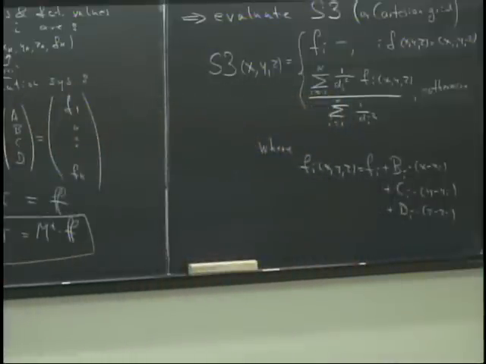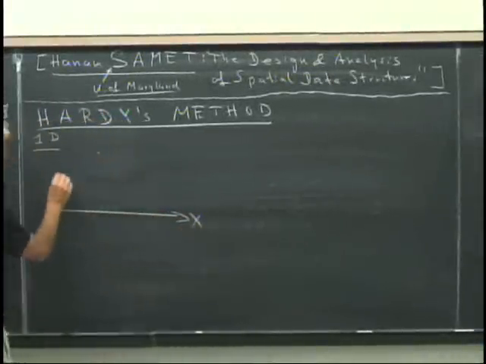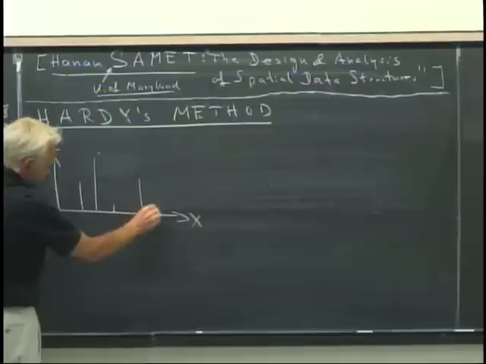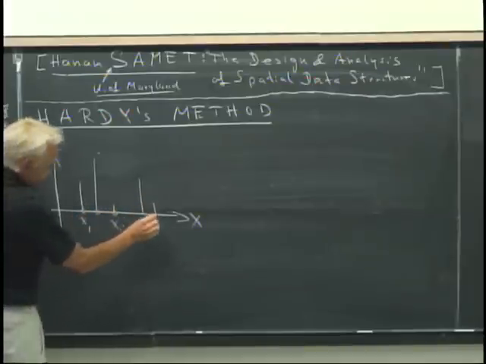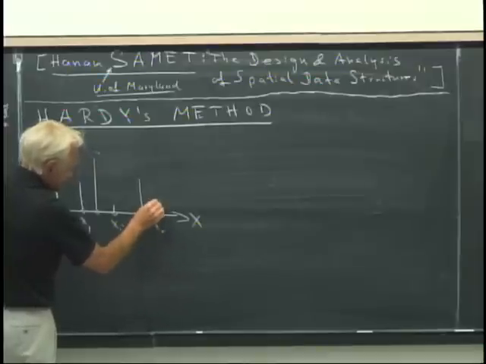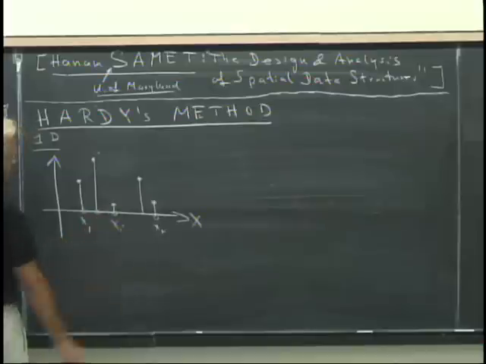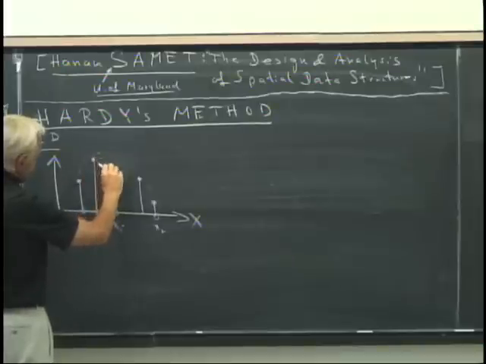All right, so Hardy's method, 1D. So the setting is, of course, the same. We have x and y, and we have samples irregularly spaced. And it looks like this. So there is a site i, a first site 1, a last site n, and bullets as function values. And we would like to get this, right?